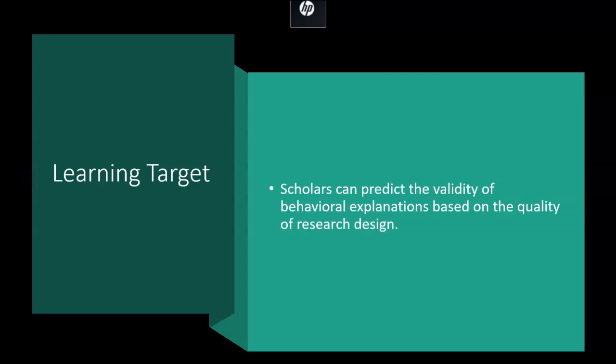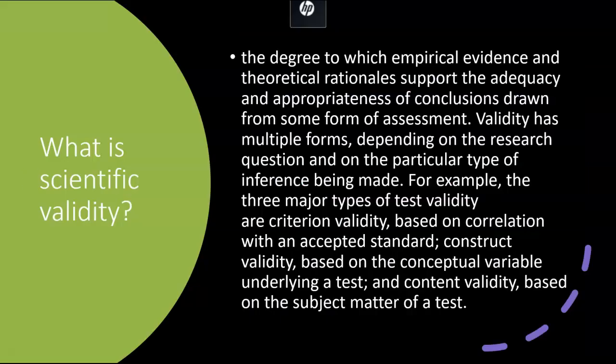The learning target for this lecture, provided by the College Board, is that you can predict the validity of behavioral explanations based on the quality of research design. Basically, can you examine a research procedure and predict whether or not the results are what they should be? Think of this kind of like estimating the answer in math to tell if you were probably right. It's the same basic idea.